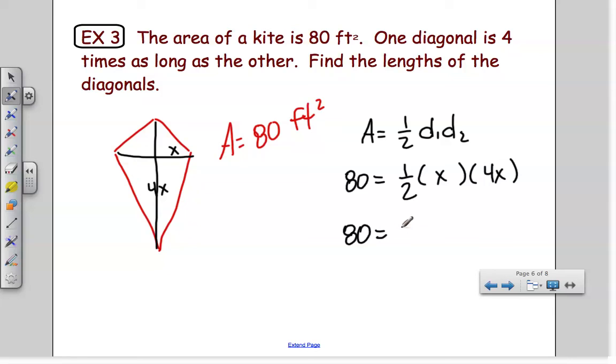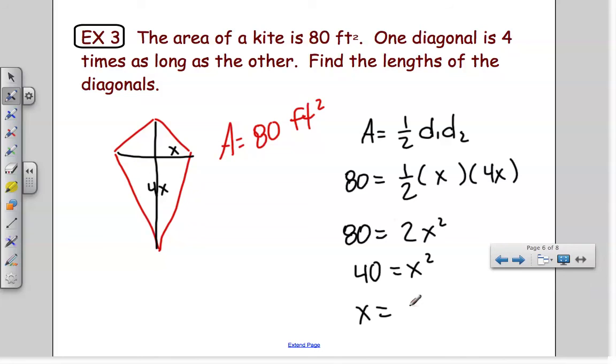Multiplying the numbers, half of 4 is 2. x times x would be x squared. Divide by 2 to get x squared alone, and 80 divided by 2 is 40. And now I'm taking the square root of 40. Not a perfect square, so we'll round to 2 decimal places. x is 6.32. And let's see, this would be in feet, right? Because area was feet squared.